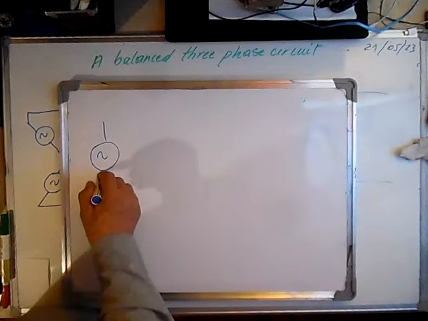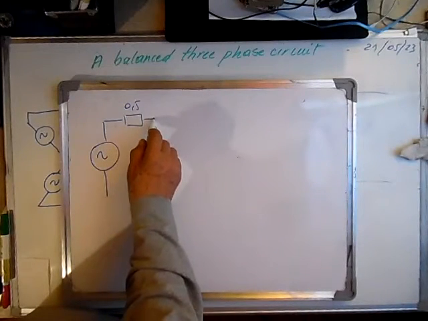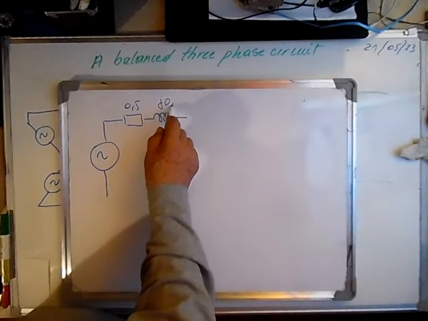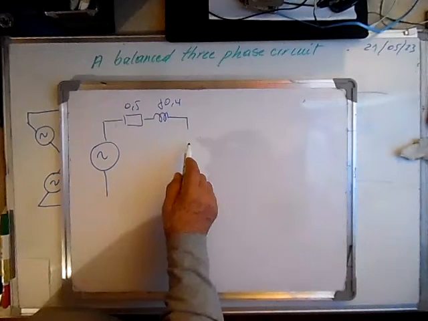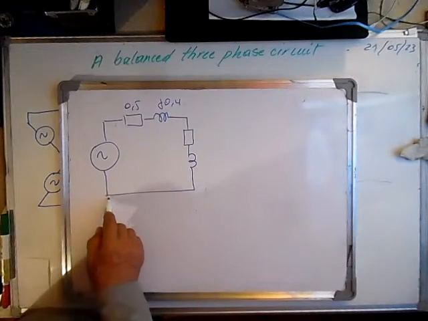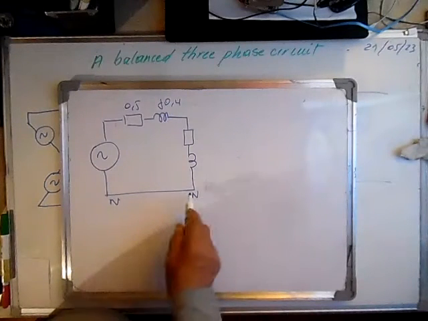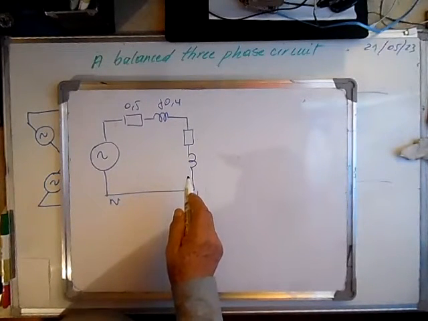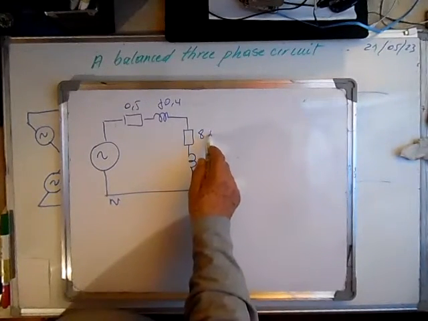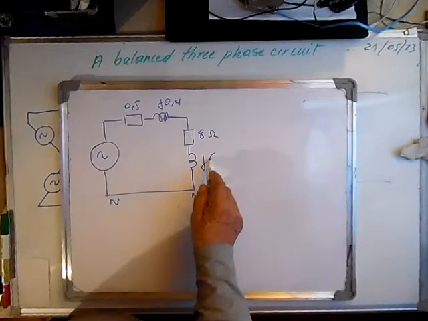Let's say phase 1. Here we have 0.5 ohms resistance of the line, j0.4, and the delta, which is transformed to a star. This is the neutral of the load. Because it's balanced, these neutrals are at the same potential. So here 24 divided by 3 will be 8 ohms, and here it will be 18 divided by 3, and it will be 6.